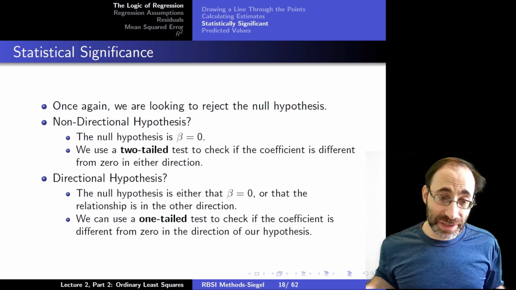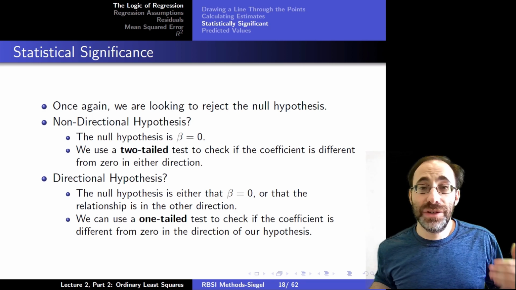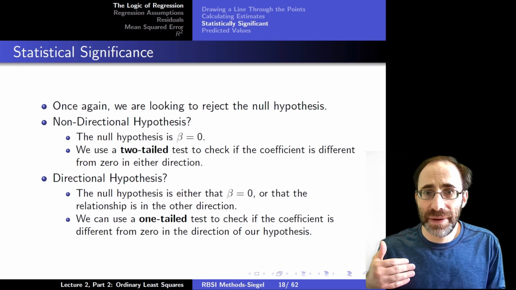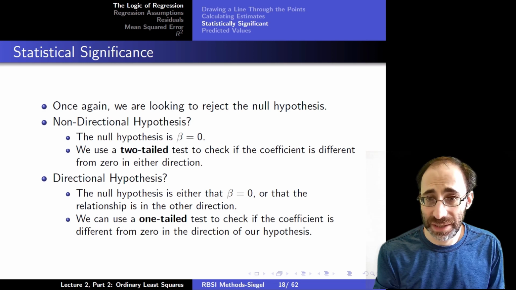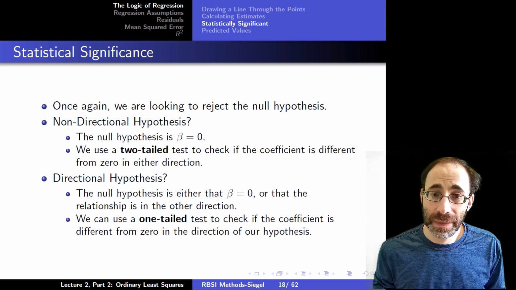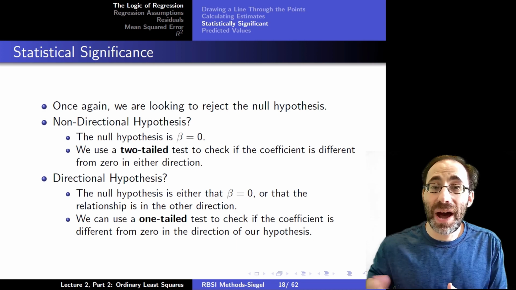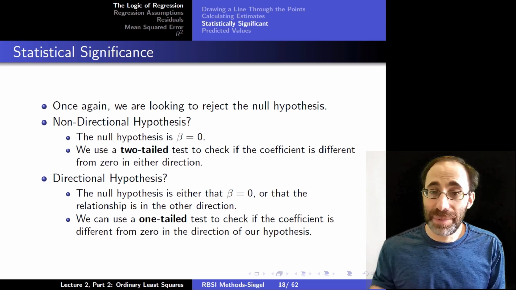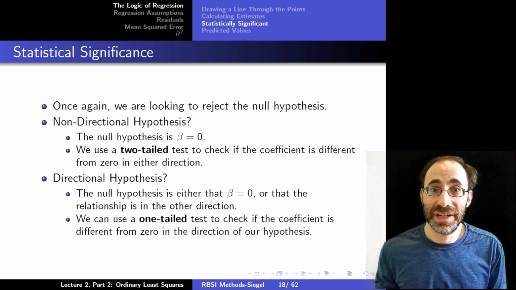A directional hypothesis is that we believe, say, as you increase x, y increases, or as you increase x, y decreases. The first one posits a positive correlation. The second one posits a negative correlation. A positive effect and a negative effect of x on y.